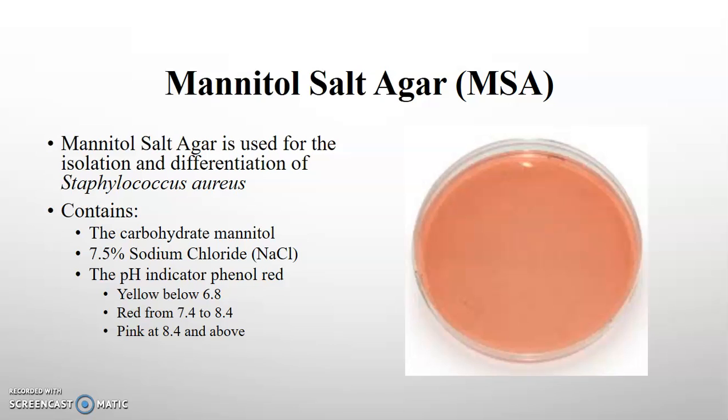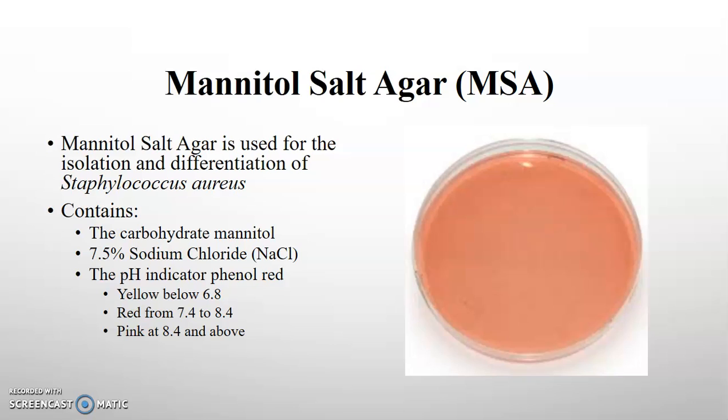So this plate does contain mannitol. Mannitol is the sugar source. It's what will actually be fermented, potentially for an energy source. So mannitol is just the carbohydrate or the sugar source for fermentation. Then there's sodium chloride, which is salt. And then this plate actually has something called a pH indicator, which is phenol red.